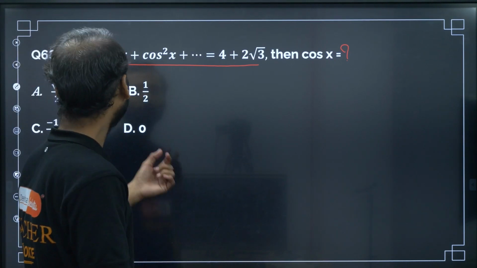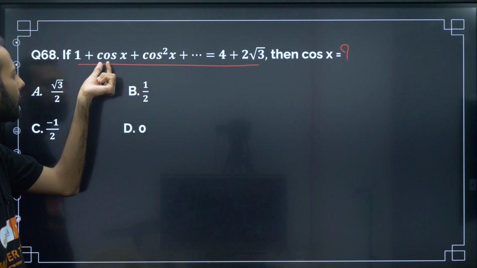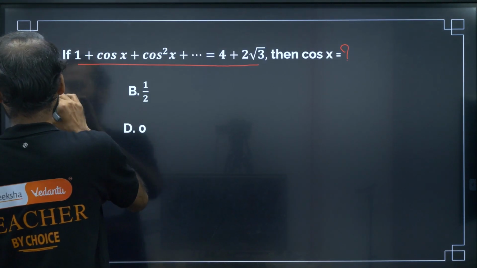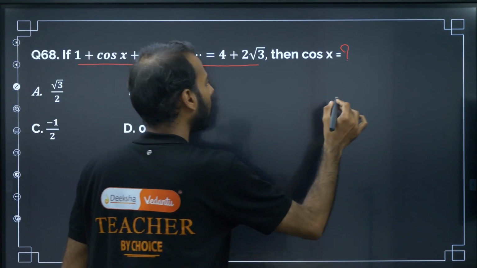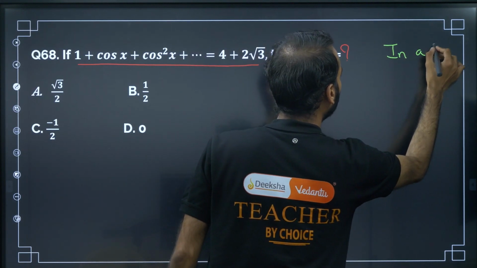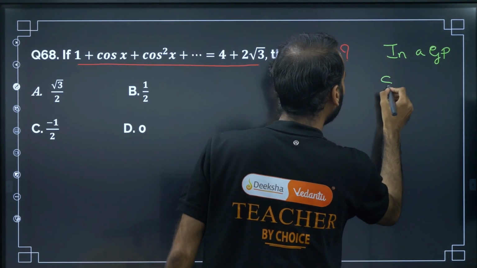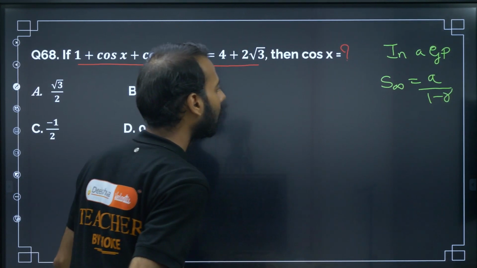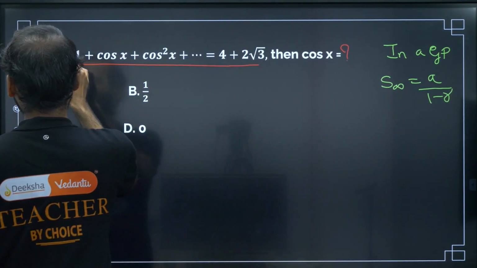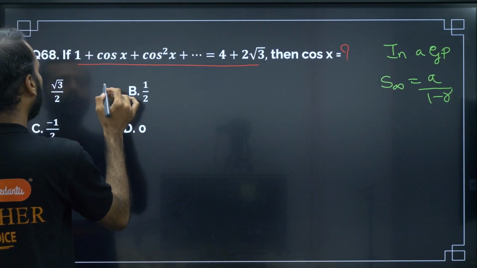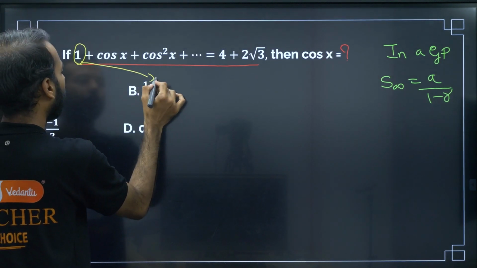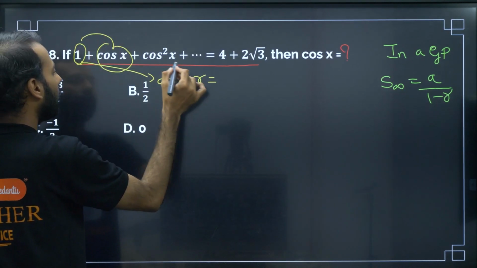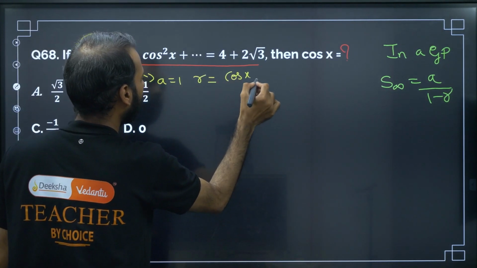Now, the moment you see this series, it looks like a GP series. So what synopsis should you be knowing to solve this problem? In a GP, S infinity, the sum of infinite terms, is A by 1 minus R. Here, if I observe, A is the first term, A is 1, and R is one term divided by its previous term, cos x divided by 1.